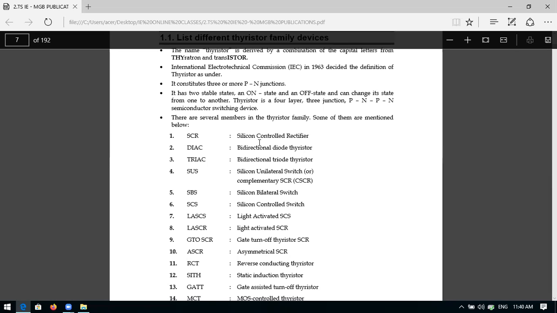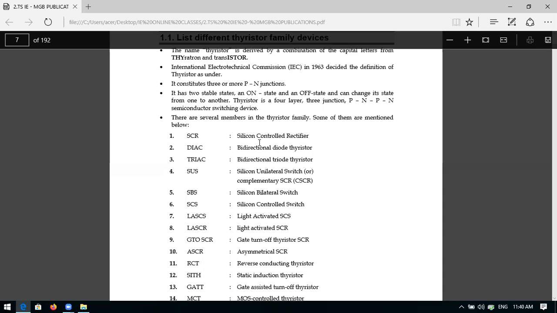The fifth device is the SBS, silicon bilateral switch. That means you can conduct it in two directions, bilateral. It is a switch. SUS is also a switch, a unilateral switch, and SBS is a bilateral switch made up of silicon material. What is the difference between SUS and SBS? Only one thing: SBS conducts in both directions, whereas the unilateral switch conducts in only one direction.